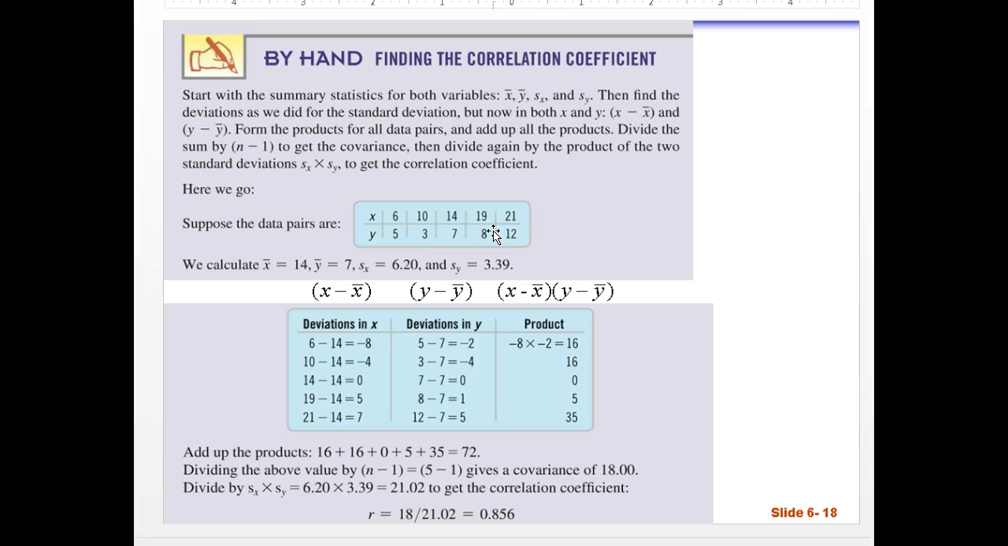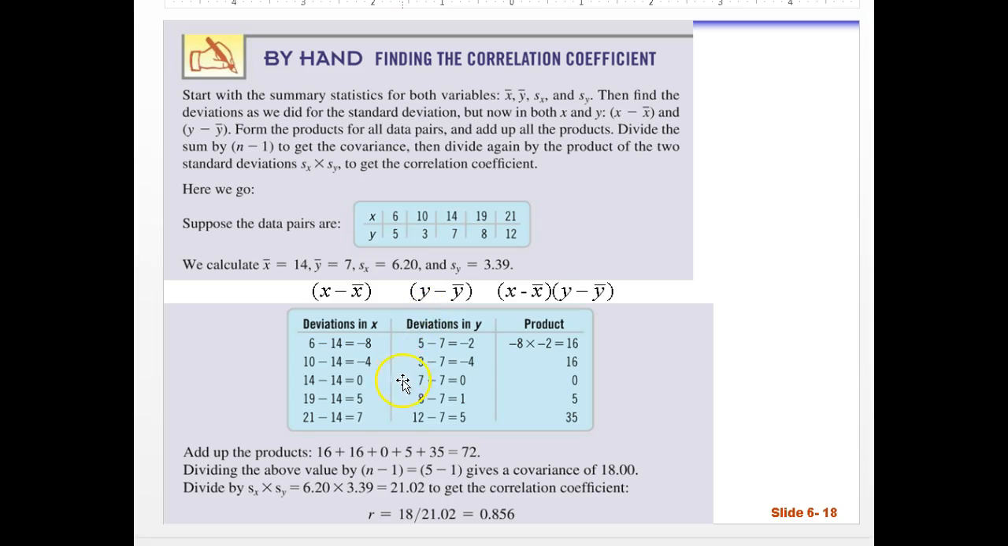And in order to find the correlation coefficient, the first thing you would do would be to find the average of the x's and the average of the y's, which is what's done right here. And the standard deviations of the x and the y are also found. Once you have the means, you find the deviations in the x direction, which is what's going on right here. So all my x data points, 6, 10, 14, 19, and 21, are all subtracted, or 14 is subtracted from each one of those to get me these deviations, some of which are positive, some are negative.